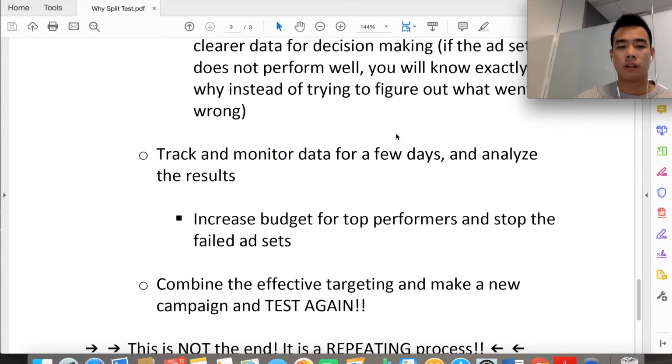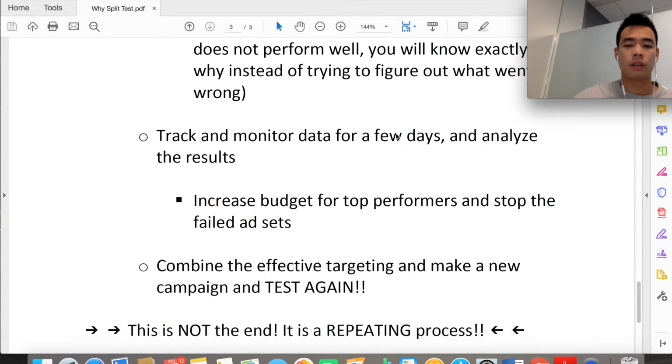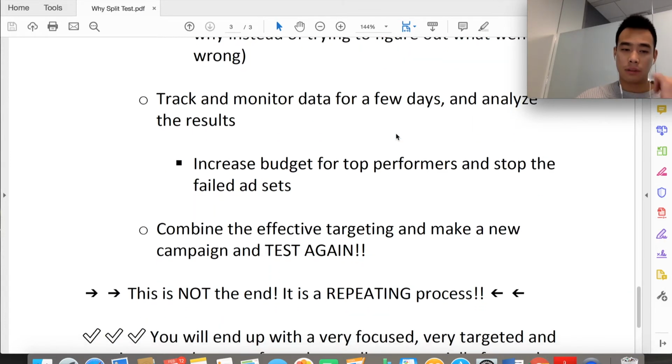So you want to track and monitor the data for a few days, at least 3 to 5 days, for it to gather results. And then you want to look at those results, and you'll be able to identify the top performers, the combinations that are doing well and the combinations that are failing. Essentially you will want to increase the budget for the top performers, obviously, and stop the failed assets. And what you can do next is create a new campaign or a new asset, combine the effective elements from the assets that you've been testing before, and make a new campaign and asset. And then you want to test again.